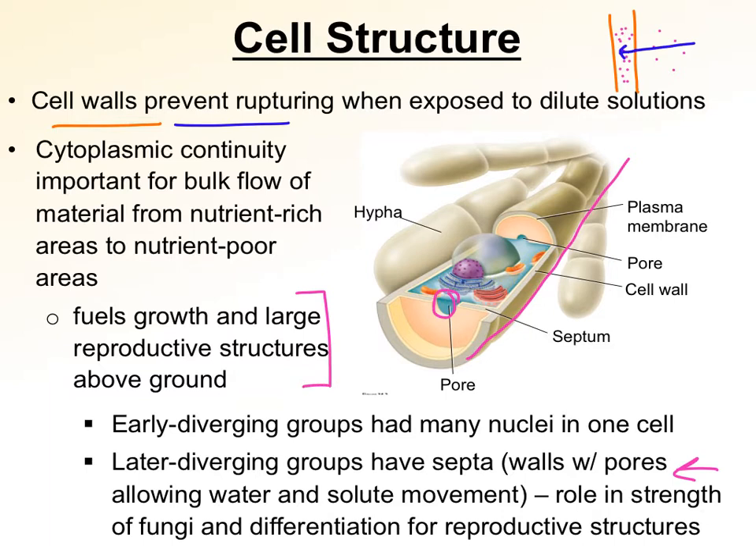And again, these early diverging groups prior to the septa, it was just one giant cell with many nuclei, but later on, even when the septa eventually became part of fungi later on in evolution, and this is important because it gives you strength and allows for, let's just think more about strength, the important point here is that they still have a pore, and that pore is going to allow for movement of nutrients.